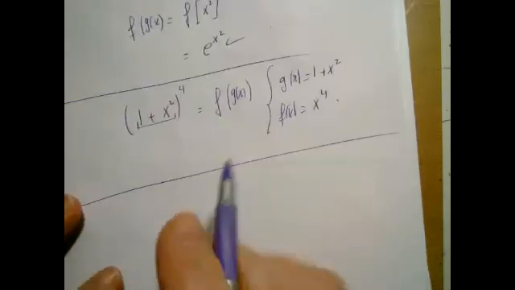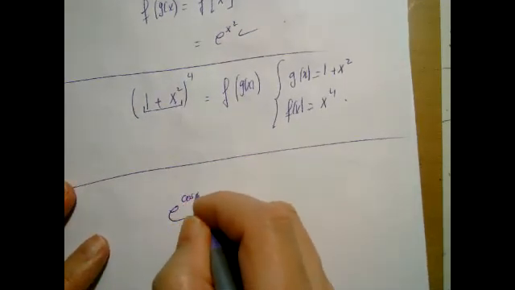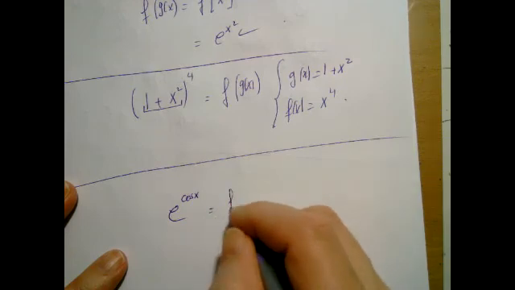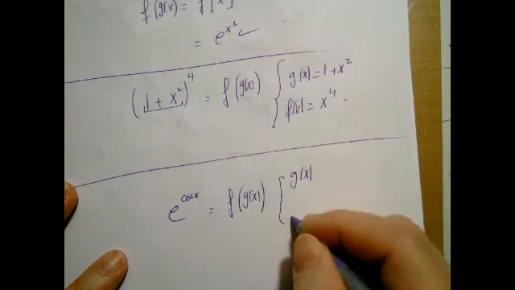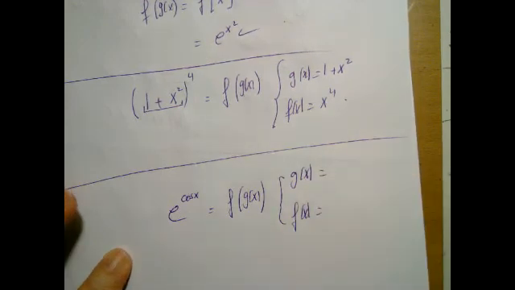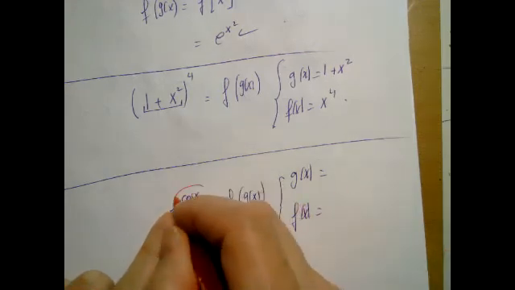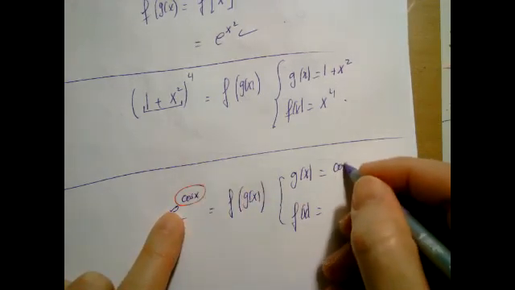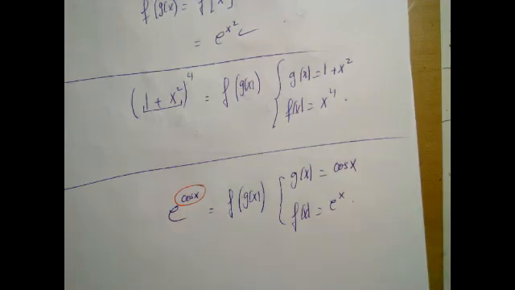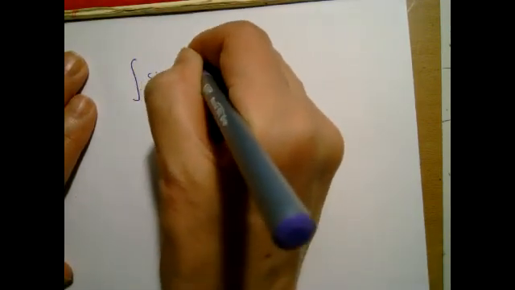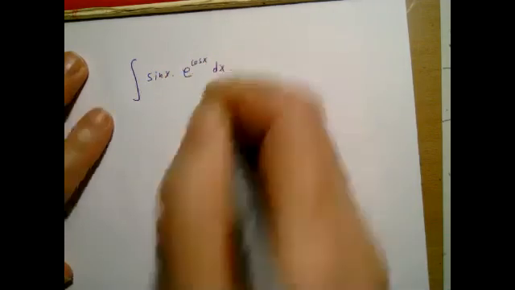Now, if I have e to the cosine x, and I tell you to write it as f of g of x, what will be your inner and your outer function? Your inner here is the cosine, and your outer is e to the x. That's what I mean by the inner and outer function, the inside and the outside. So if I take the integral I took a minute ago, the integral of sine x e to the cosine x dx.